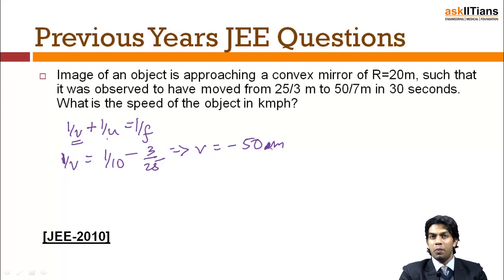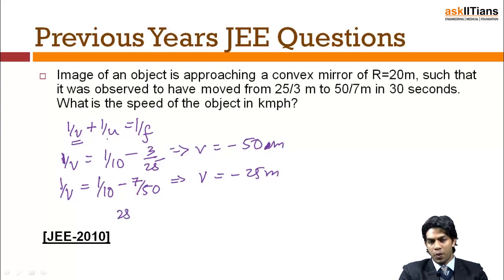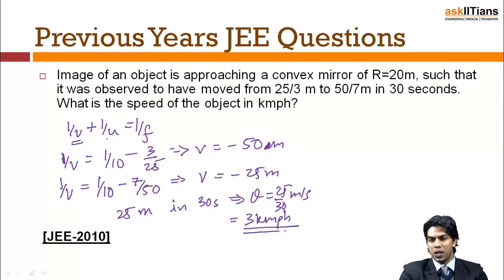Sorry, this will be in meters. In the other case, 1 by v equals 1 by 10 minus 7 by 50. This in turn will give me v to be minus 25 meters. So the object moved a distance of 25 meters in 30 seconds. This implies the speed is 25 by 30 meters per second, which in fact equals 3 kilometers per hour. So that is the speed of the object.